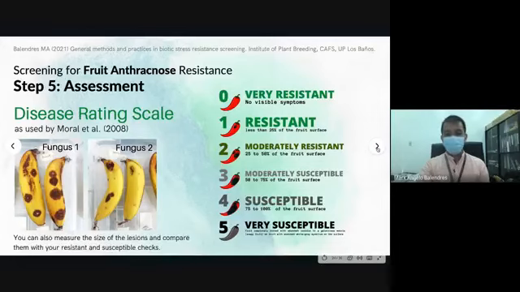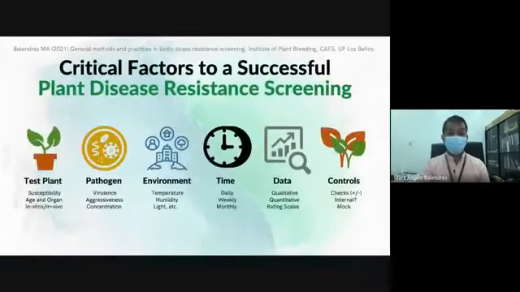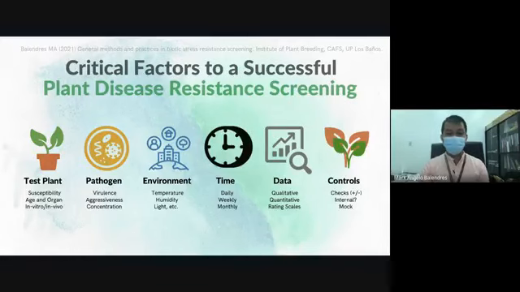that causes a problem with your screening. That's why controls are very important, and I will discuss that later on, which I think is the next one. So these are the critical factors that you need to consider when you're doing resistance screening: your test plant or fruit, your pathogen, your environment, the time, the data, and your controls. And we're going to touch base on these particular factors.